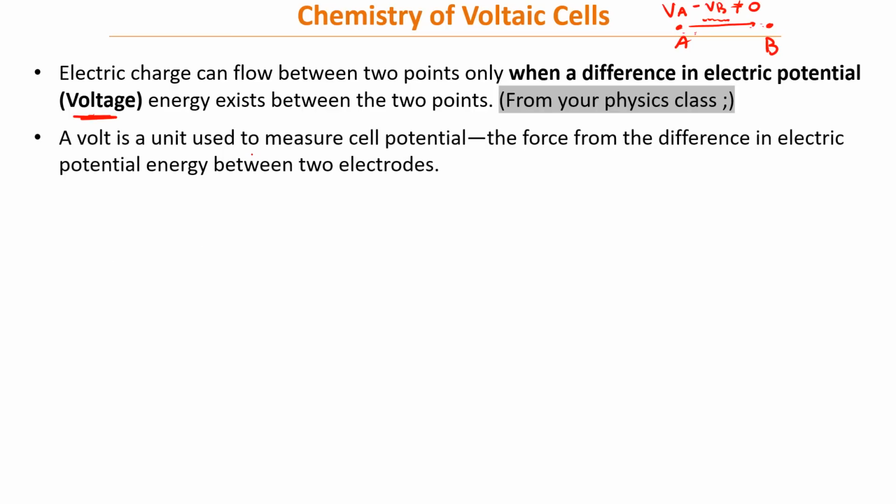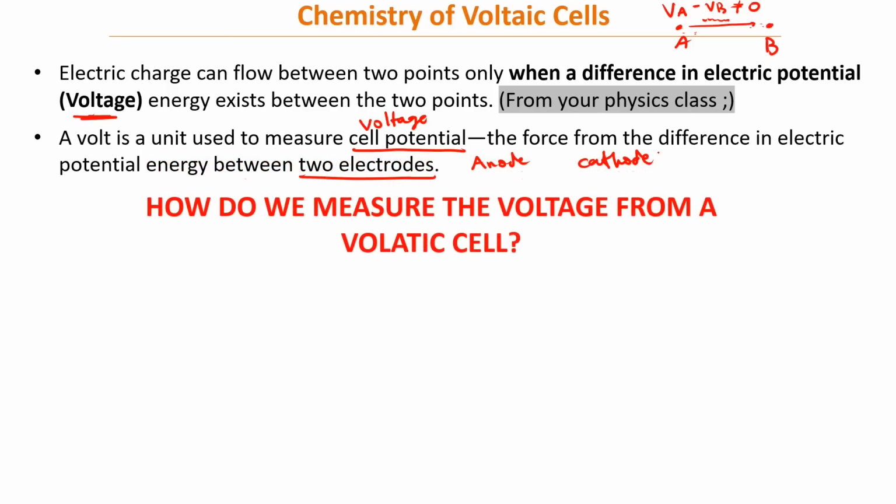Okay. So a volt is a unit used to measure cell potential. Meaning cell potential is the same as voltage, guys. Okay. It's the same as the voltage from your physics class. And it's the force from the difference in electrical potential between the two electrodes, which are the anode and the cathode. Okay. So how do we measure the voltage in a voltaic cell? Okay. So this has to be a voltaic cell.